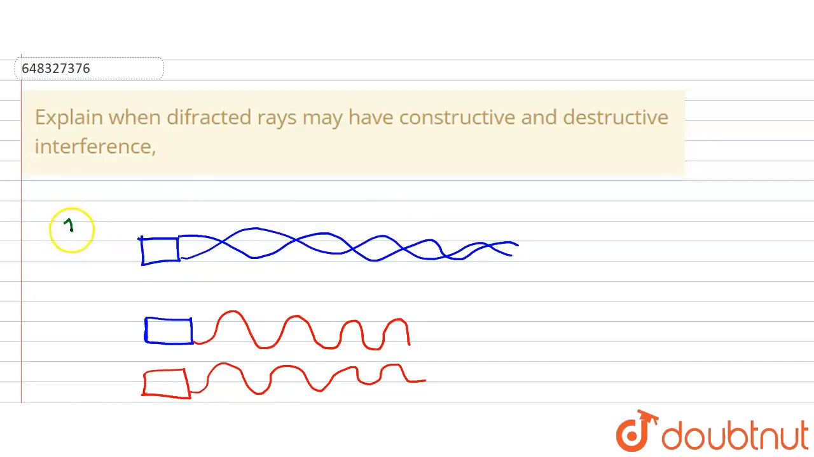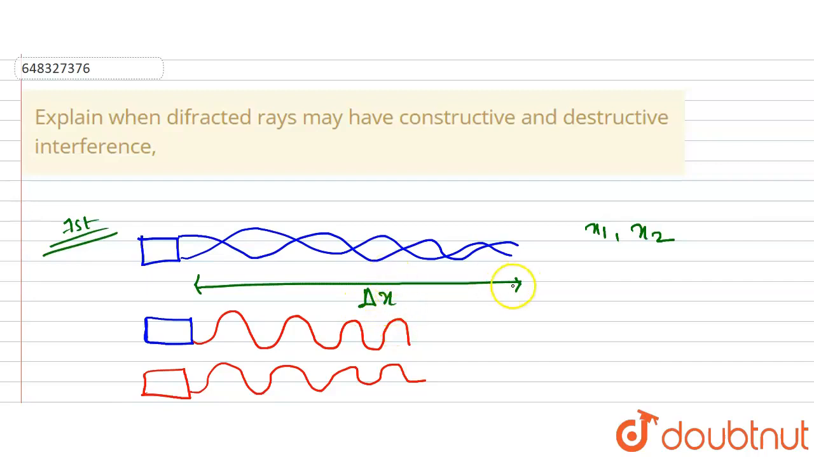In the first case, we can clearly see that there are two waves. Let's just say the first wave is x1 and the second wave is x2. What is x1 and x2? The distance traveled by the first and second wave. The total distance traveled by both of them, that will be delta x. For the first case, delta x equals x1 minus x2.